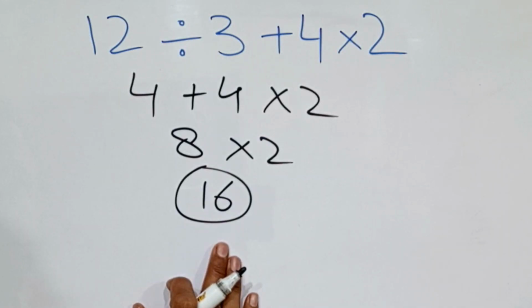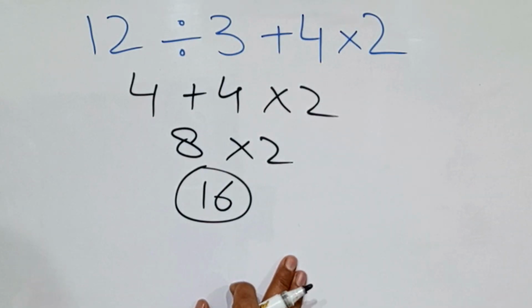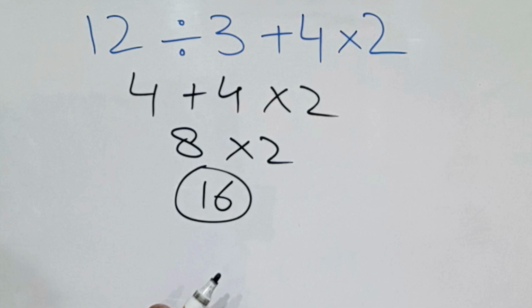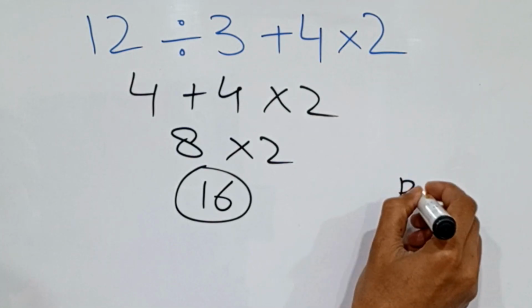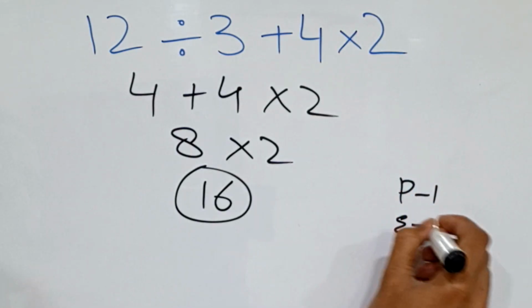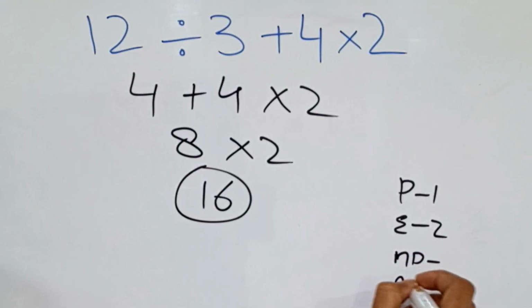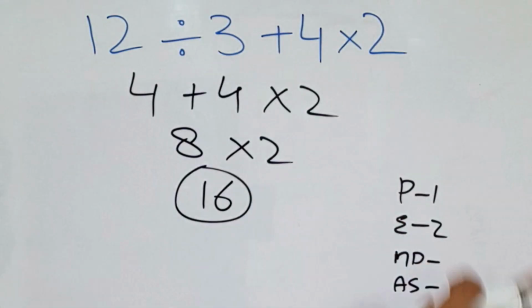Multiplication and division have equal priority. We must go left to right. So follow the order of operations. We use the PEMDAS rule. Parentheses first, right? Exponents, then multiplication and division, then addition and subtraction after multiplication and division.